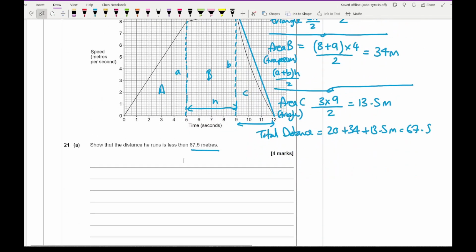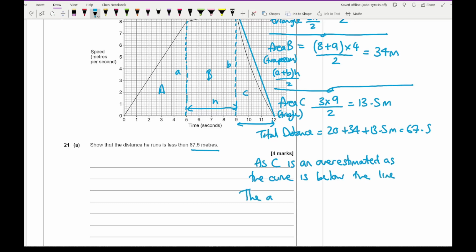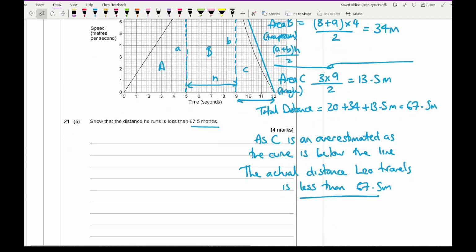But as C is an overestimate, as the curve is below the line, the actual distance Leo travels is less than 67.5 meters. So if you write something along those lines just to tie up the answer to this question, then that should be absolutely fine.